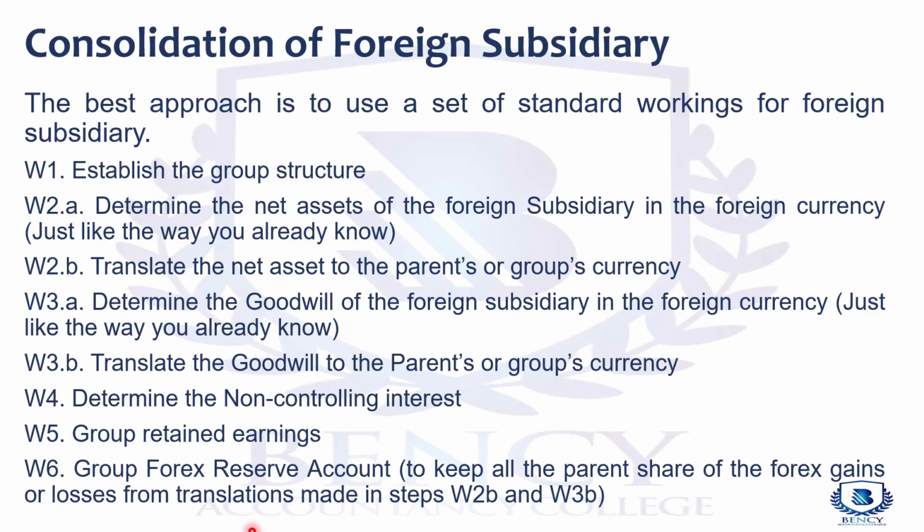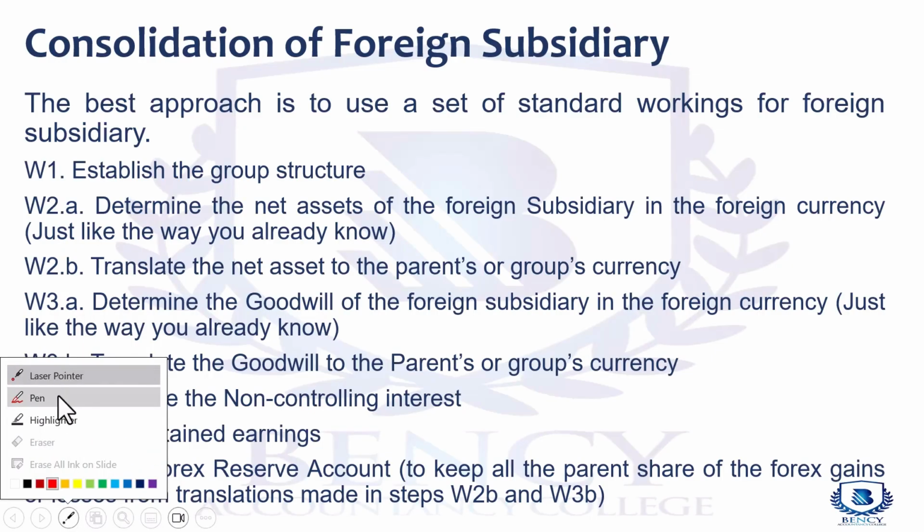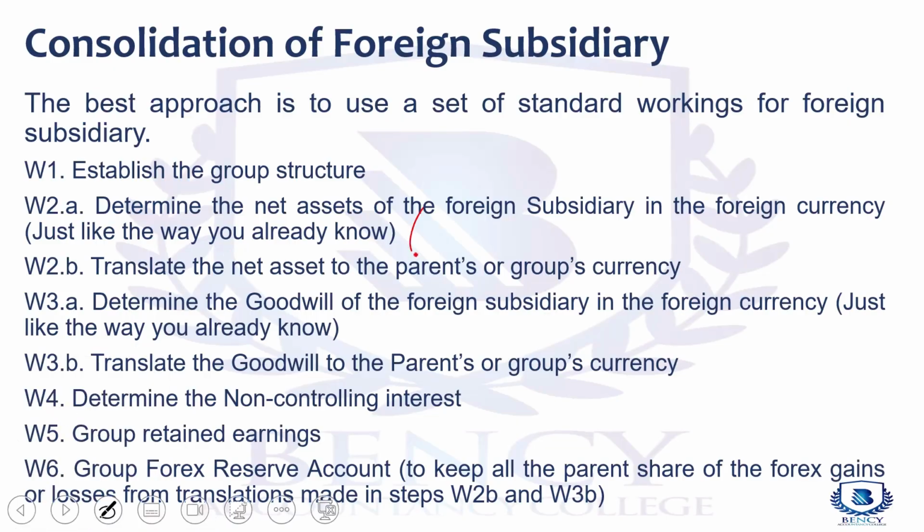We will look at our group structure, which will look at the percentage of ownership in the foreign subsidiary and NCI in the foreign subsidiary, and the date of control, just like we know how to do it in previous studies. Then we will look at our workings 2. Now, workings 2, we will determine the net asset of the foreign subsidiary, just like we already know how to do already. But the issue here is when we are determining the net asset of the foreign subsidiary, we will determine it in the currency of the foreign subsidiary. So assuming the foreign subsidiary has a currency of dollars, that means we will present our workings 2 in dollars.